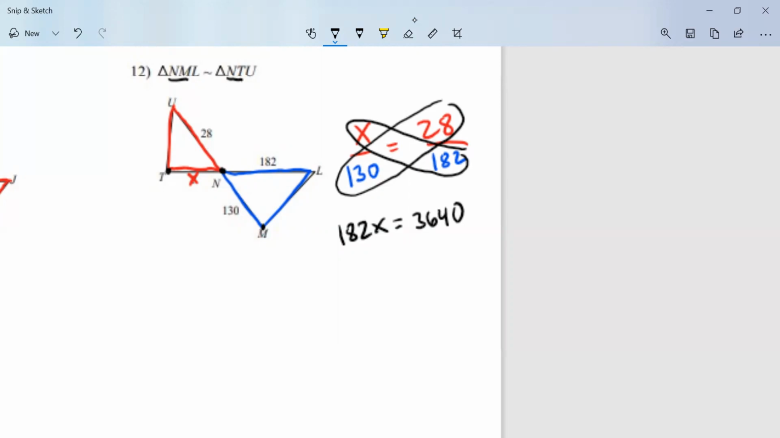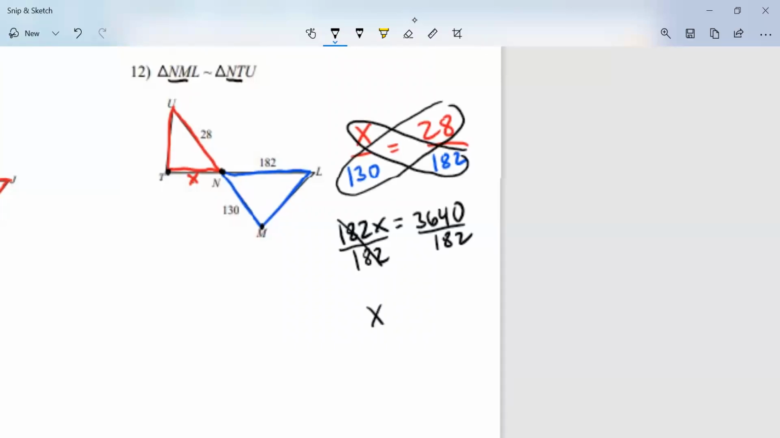Remember, when the fractions are proportional, I can cross multiply and I get the same result. That's why I'm letting them equal each other. Okay, so I have 182 times X equals 3,640. Now let me divide both sides by 182. Again, I'm trying to get the X by itself. So let me divide by the number in front of X.